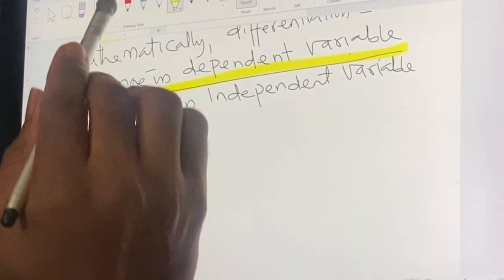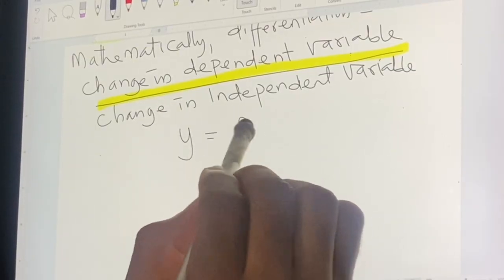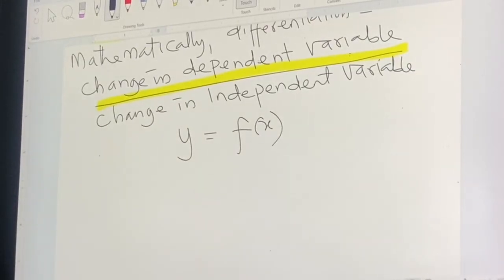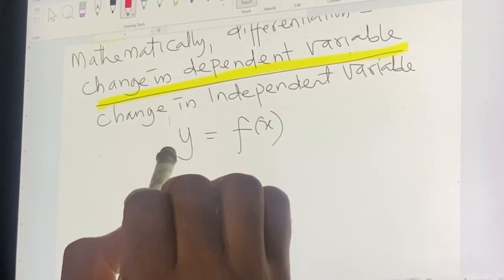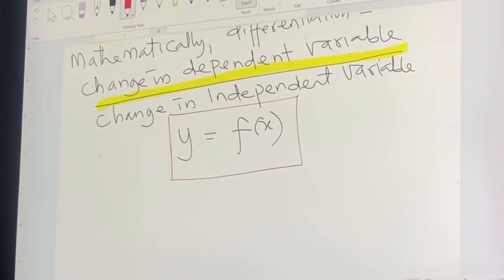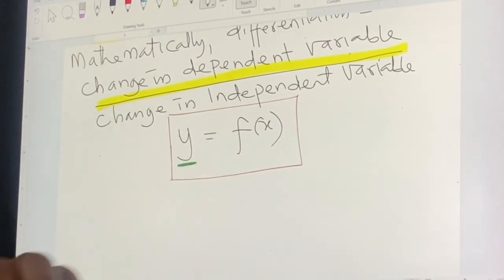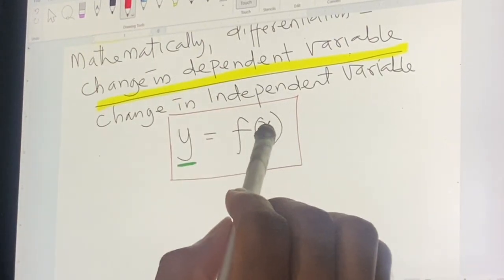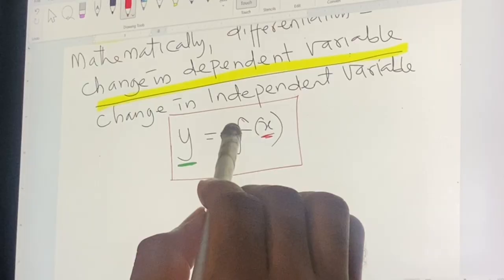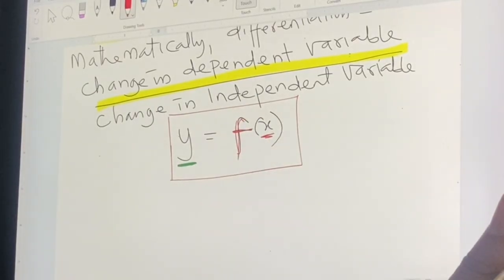If I have an expression y equals f of s, this is the definition of a function. If I have a function or an equation y equals f of s, of course we have letters here. The first letter is y. The second letter is s. The f here represents function. Please take note, the f represents function.